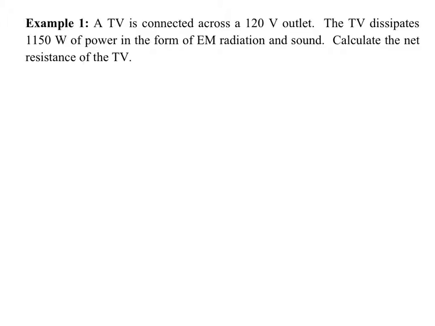So first we'll take a look at a simple example with a TV. The TV is connected across an outlet. It dissipates. What does dissipate mean? Disperses, it goes away. If it goes away, then what does it do to the energy? It uses it. It depletes it. So the TV dissipates a certain amount of power. That's the rate that it's using the energy.